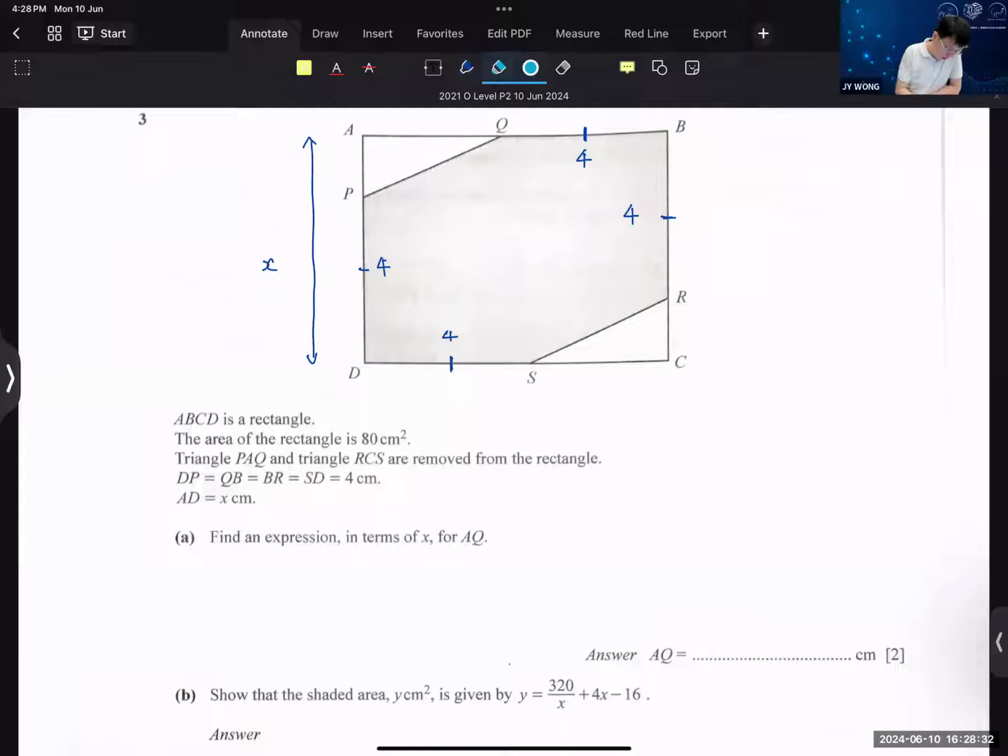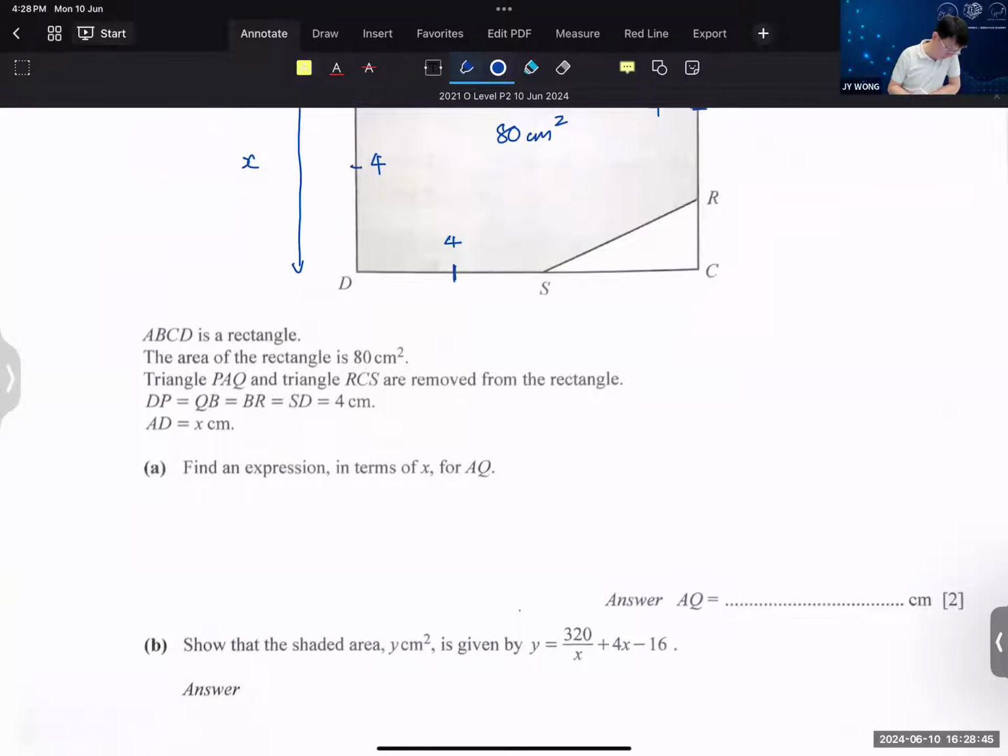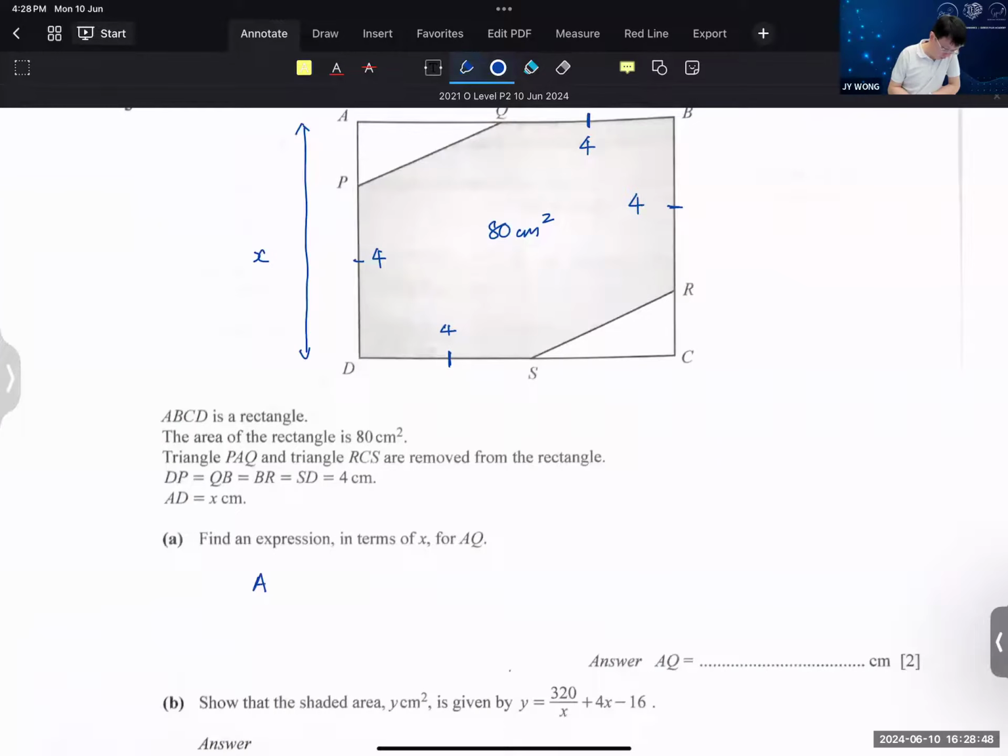Take note, the area of the entire rectangle is 80 cm squared. And area equals length times breadth. So the first thing you can find is the length AB. So AB is your area divided by your breadth. Okay? And therefore, AQ is just AB minus 4. You can just leave it as such.